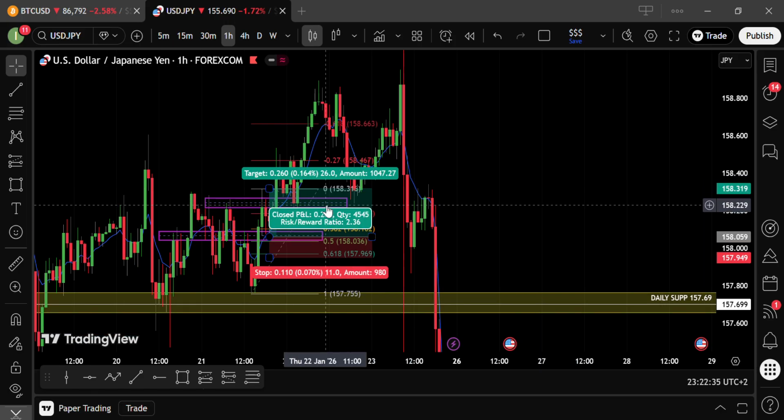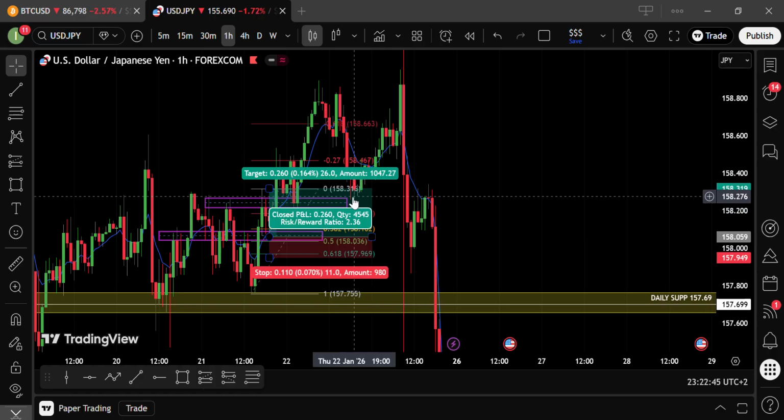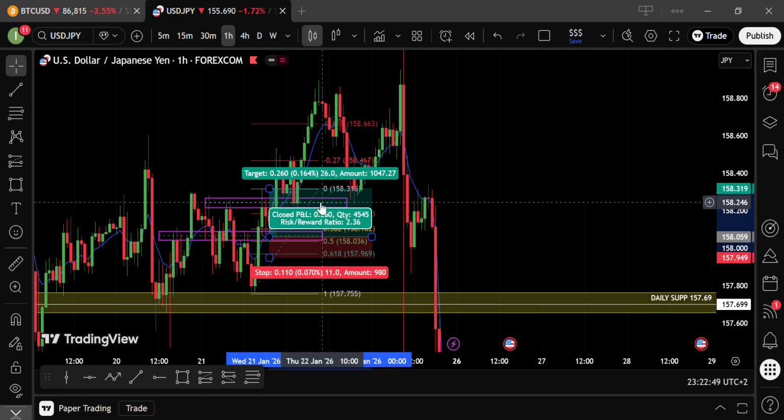As you can see, now you have your risk reward ratio, which is just 1:2.36. There you have it. Understand? This is just how you do it. And then you continue again.